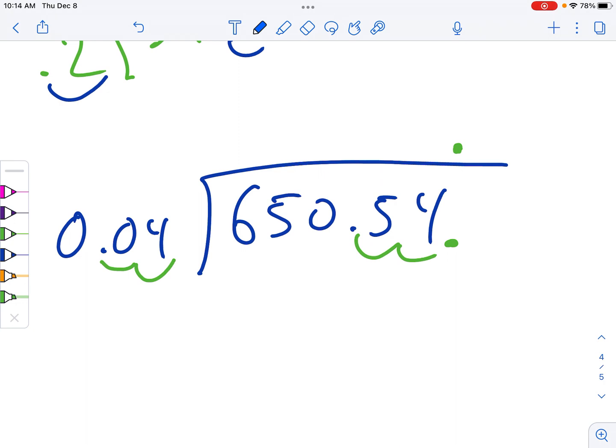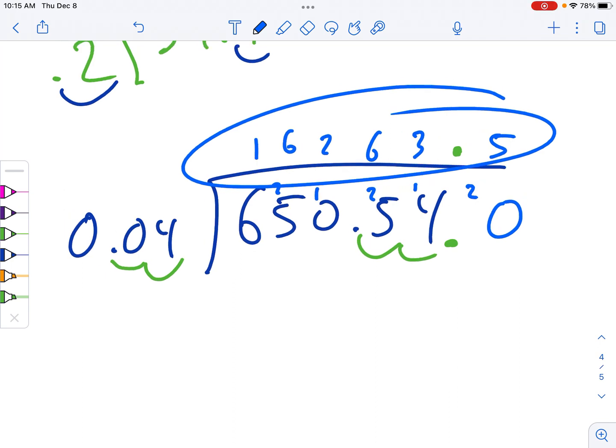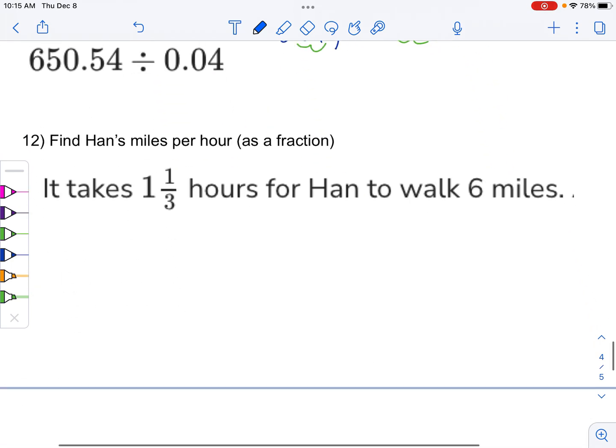Let's figure out how many times it goes. 4 goes into 6 1 time. I got 2 left over. 4 goes into 25 6 times. That's 24, so I got 1 left over. 4 goes into 10 twice. 8, I got 2 left over. 4 goes into 25 6 times. We already did that one. Looks like 1 left over. 4 goes into that 3 times. I got 2 left over, so I got to put a 0 in there. I got 5 times. And there's my answer.